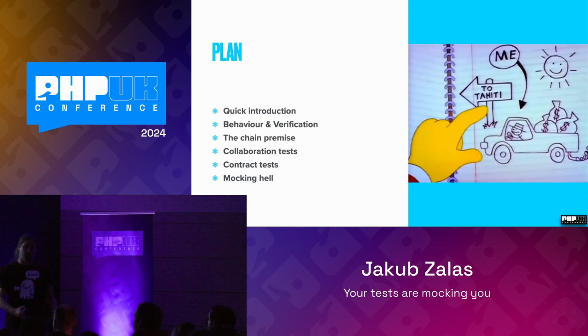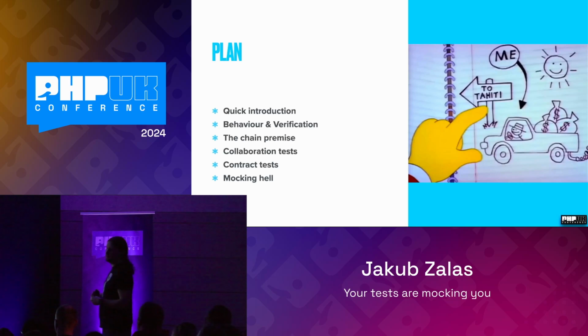So we go through a quick introduction of what mocks or test doubles are. We'll take a little detour into talking about behavior and its verification of behavior, because that's important in the context of mocks. Talk about the chain premise, what it is, and then two important ingredients to be used with mocks, collaboration and contract tests. We'll end up with some mocking hell, some examples randomly found on GitHub. We'll discuss how people used mocks and maybe how could they improve their usage.